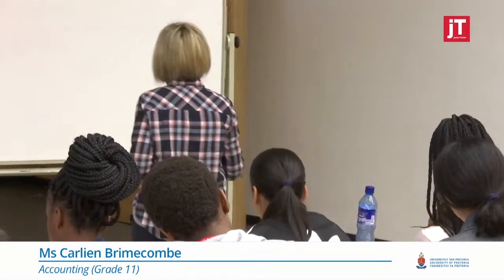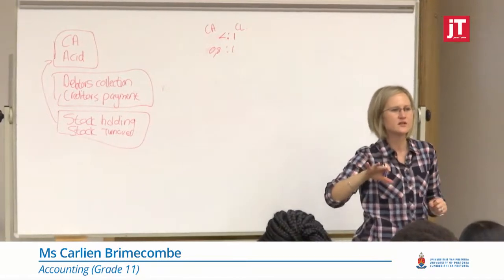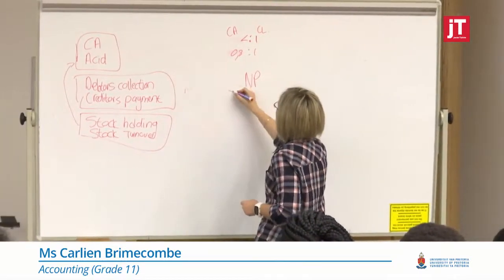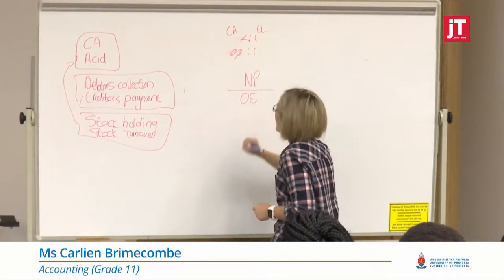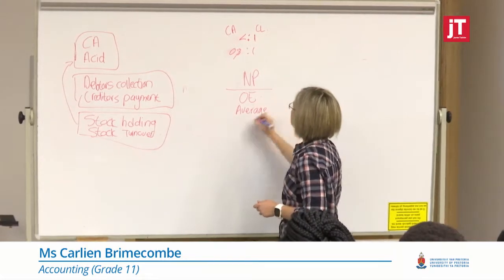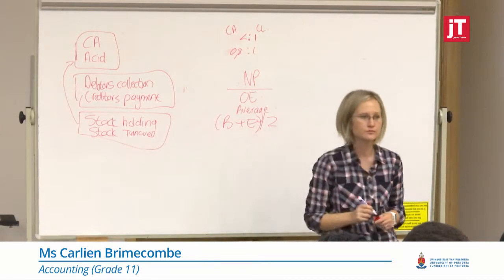return on investment. And you've done it in grade 10 as well. So in grade 10, you looked at, why do we say return on investment? Because if you start a business, you're actually investing. Okay, so we want to know percentage-wise, what was our return? So what do we look at? We look at the net profit divided by average owner's equity. So average is always beginning plus end divided by 2.